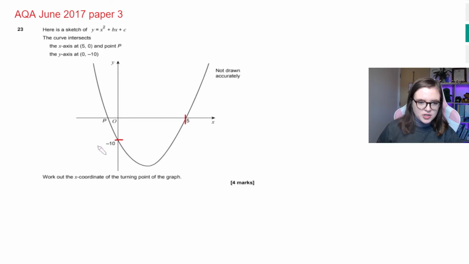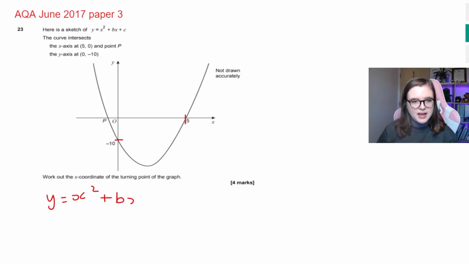Okie dokie then. So we know that c is going to be minus 10 because that's the y-intercept, isn't it? So we then have y equals 2x squared plus bx and then minus 10. Okay. And then we also know that this point here is also on the line, this (5, 0). So let's put that in so we can figure out what b is, right?